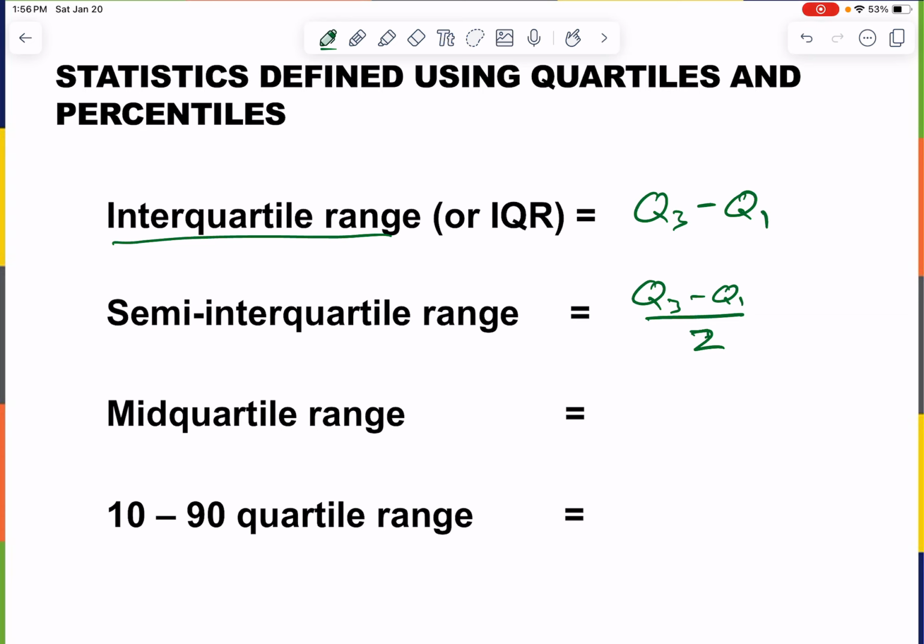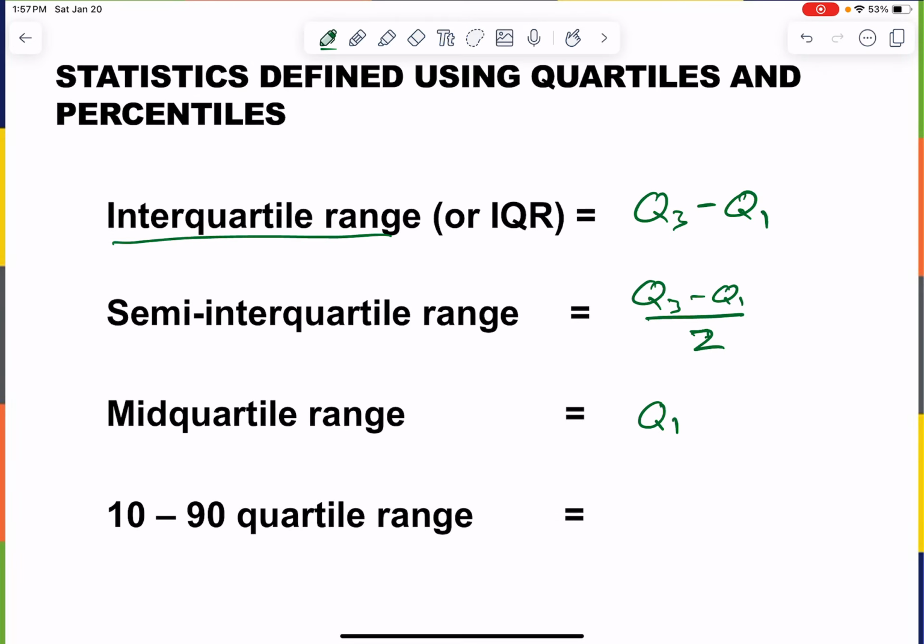Mid-quartile range is going to be the set of values from Q1.